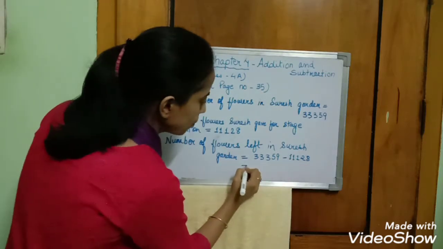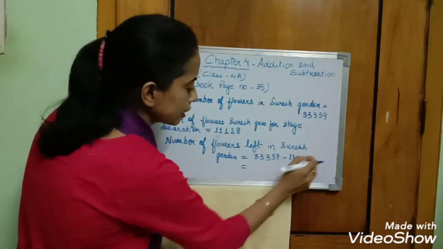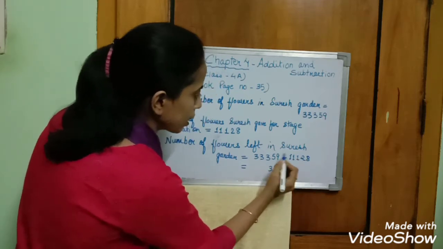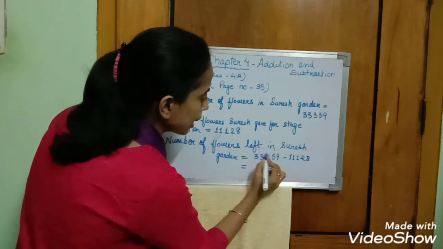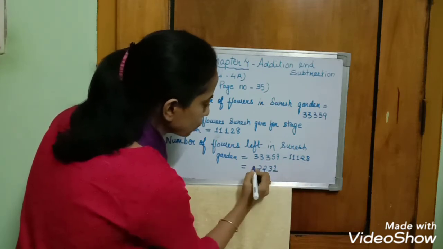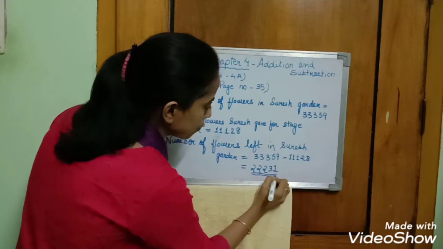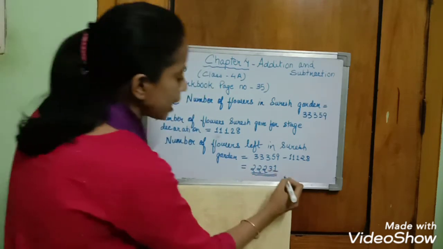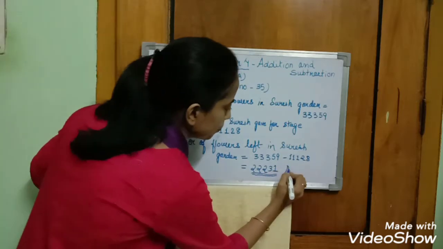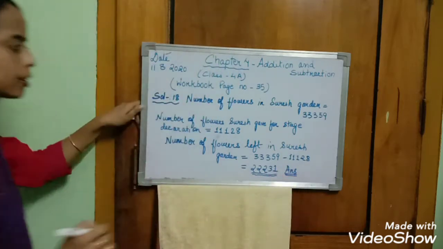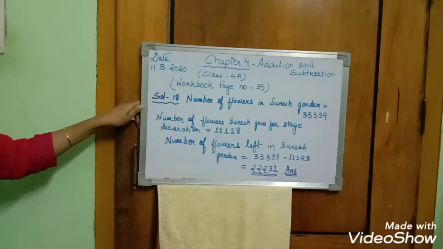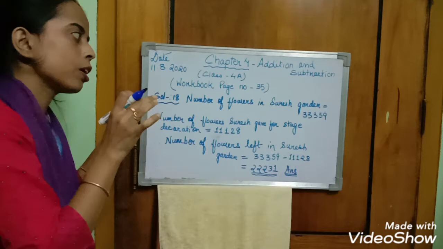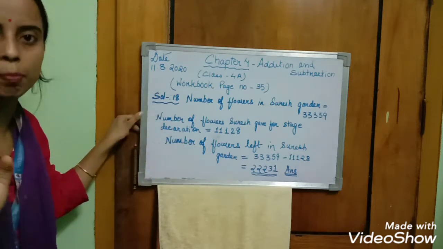So you do subtraction here. These are 5-digit numbers. 9 minus 8, 1. 5 minus 2, 3. 3 minus 1, 2. Again 3 minus 1, 2. 3 minus 1, 2. So how many flowers left? 22,231 flowers left. So this is the answer. Clear, children? This is how you have to do the word problems on addition and subtraction of 5-digit numbers.